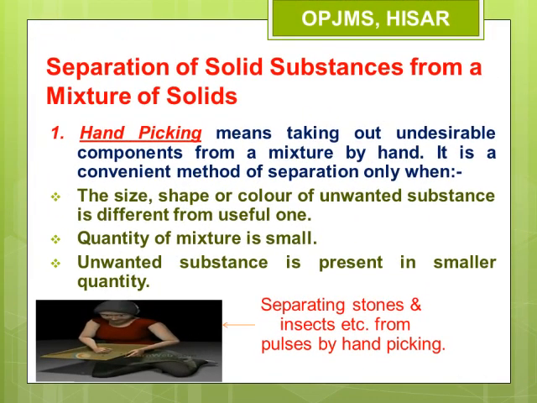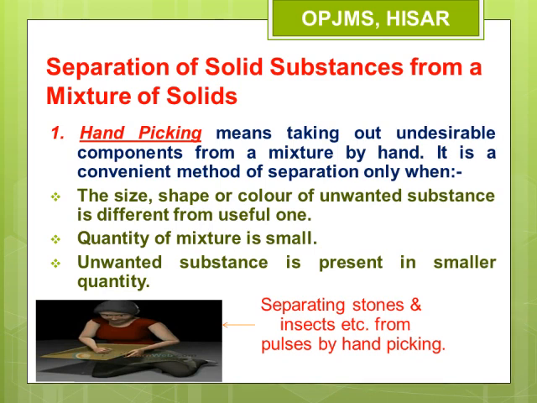Start with the techniques employed for the separation of solid substances from a mixture of two solids. The first and the very common technique is hand picking. Hand picking means taking out undesirable components from a mixture by hand. You must have seen your mother or grandmother doing it at home also.